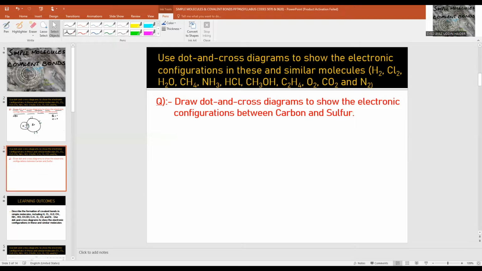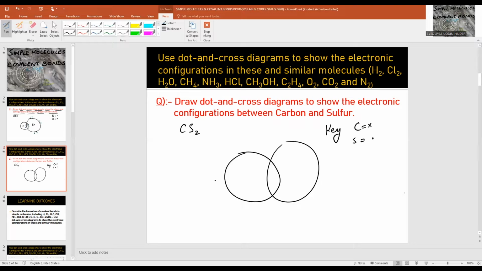Let's do the next one. Carbon and sulfur. These two will form the compound with the formula CS2. Or recall the dot and cross diagram of CO2, then it will become easier for you to draw the final diagram. I'm showing the dots for sulfur and crosses for carbon. We have carbon in the middle. That's carbon. This is sulfur number 1, sulfur number 2. SCS.